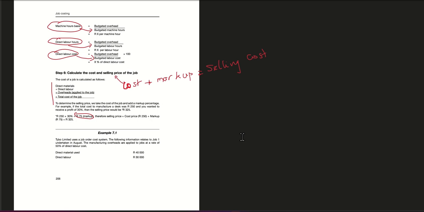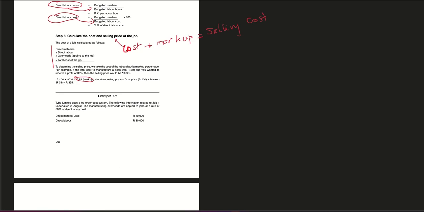So there is a markup, for example, here. If there is a markup, you understand that you're looking at the cost plus the markup, and you will get your selling cost. This is important. All this is important for one purpose, is that we want to find out what is the gross profit that we are getting, right? So there we go.